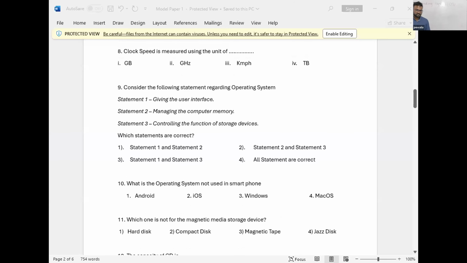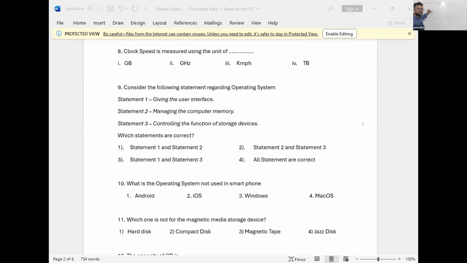So let's take the section. Now you have a basic understanding of the operating system, right? I briefly explained the tasks performed by the operating system.